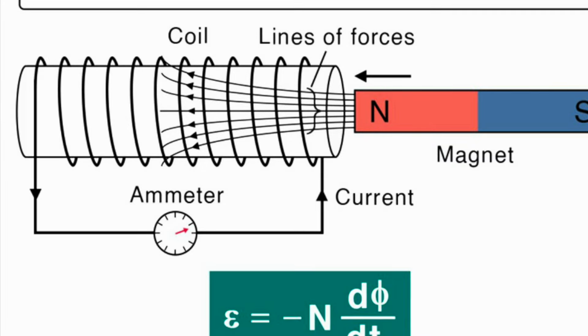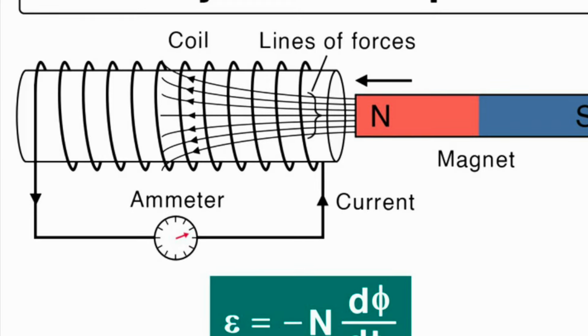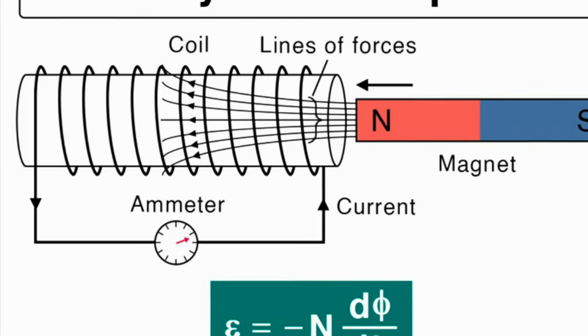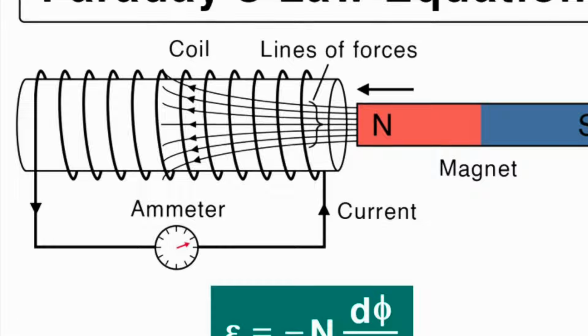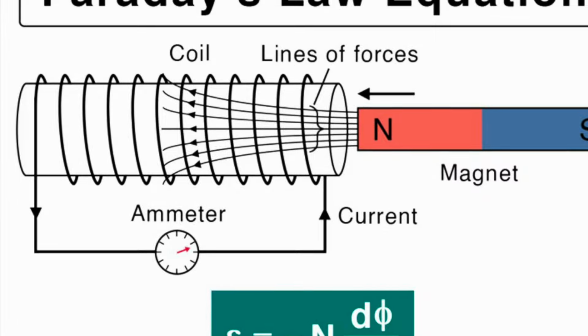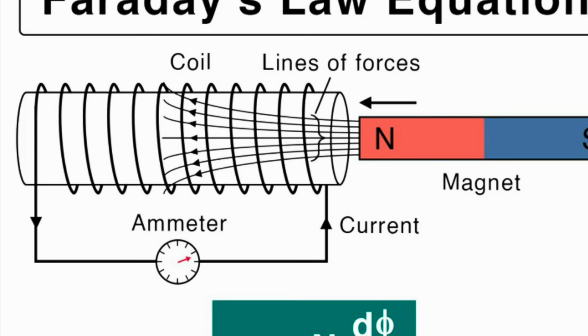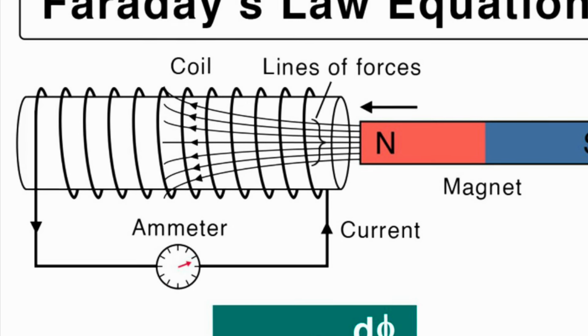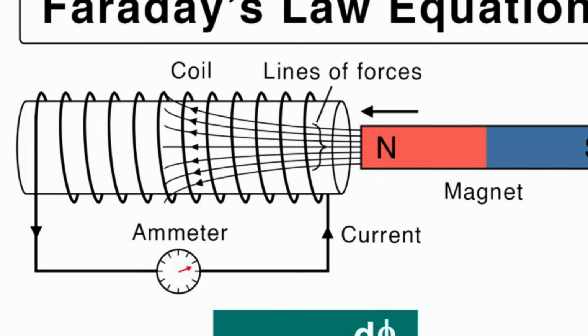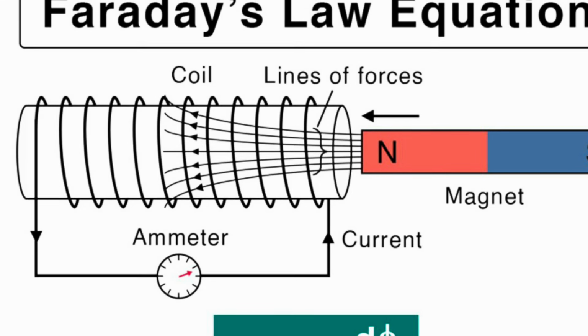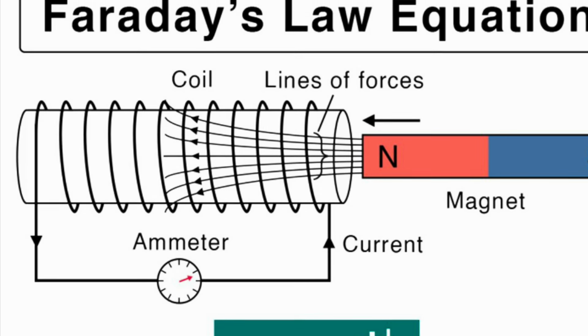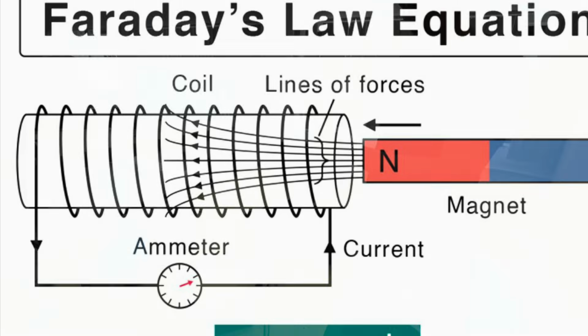Faraday's law of electromagnetic induction. E represents the EMF, the induced voltage, and N represents the number of turns of the coil. Phi is the magnetic flux, how much magnetic field passes through the coil. Del phi over del t is how fast the magnetic flux changes.